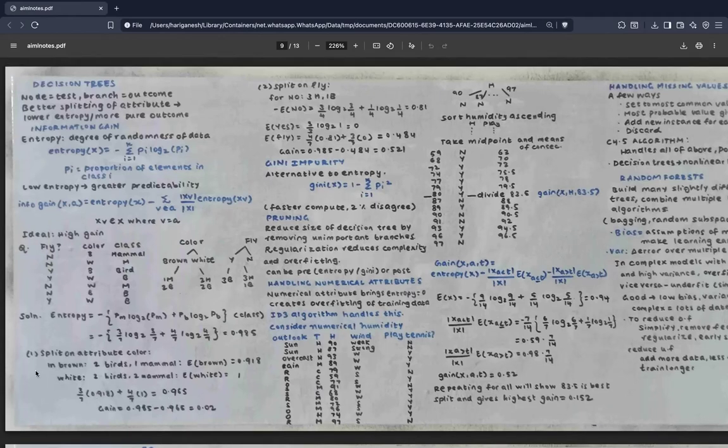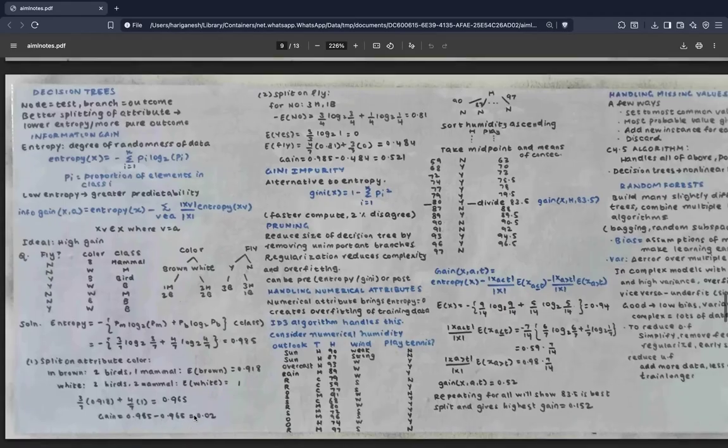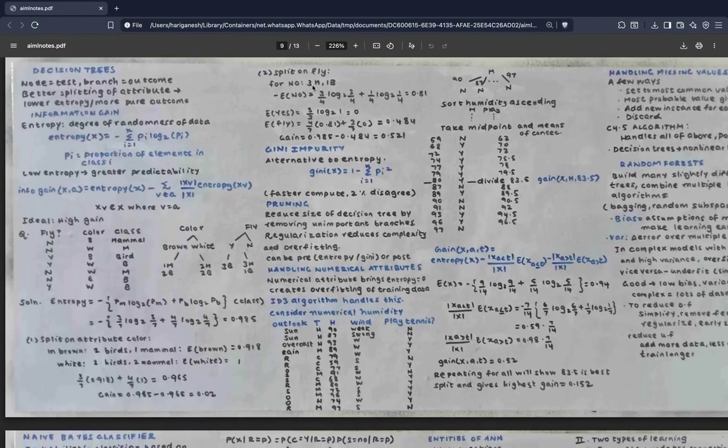Because these are subsets, you also have to weigh them. The quantity of the subset is 3, so 3 by 7 of the whole data, 3 by 7 times 0.918 plus 4 by 7 times 1, which is 0.965. This is the entropy of the split. The gain is the total entropy minus the entropy of the split, which is 0.985 minus 0.965, which is 0.02. You can ignore this for now.